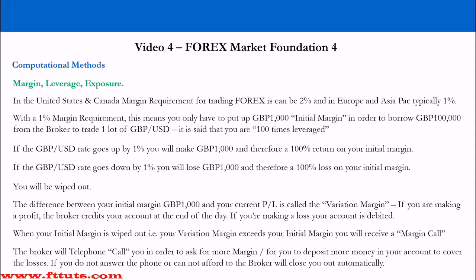And we looked at this earlier. The difference between your initial margin and your current P&L is the variation margin, and the margin call is what you receive when you're wiped out and you have to put more margin into your account to pay for the losses.